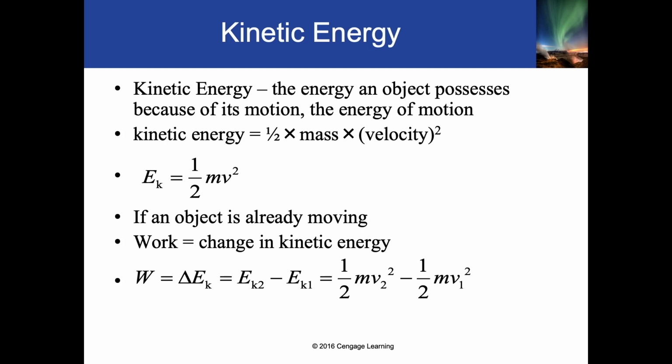So the object is already moving, and you can calculate the work done by that object, because the work done by that object is equal to the change in its kinetic energy. So if you look over here, we have work equals delta. The triangle here is delta, which usually means change in.